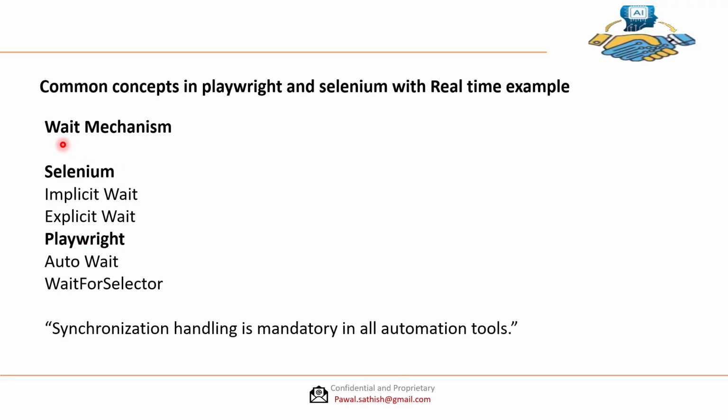Then the next important concept is the wait mechanism, also called synchronization. Synchronization is implemented in both frameworks, Selenium and Playwright, and handling it is mandatory in all automation tools. In Selenium we use implicit wait and explicit wait, whereas in Playwright we use auto wait and wait for selector. These are the two types in Selenium and the two types in Playwright, so the concept is the same: synchronization.